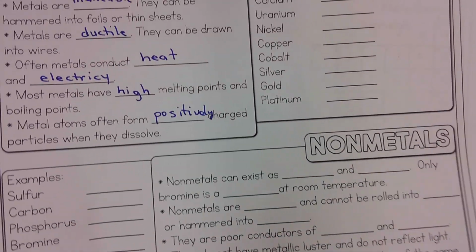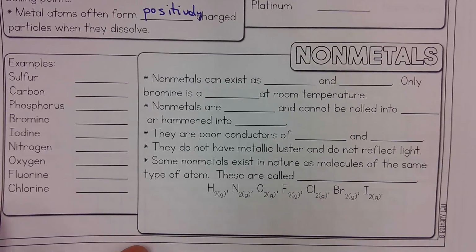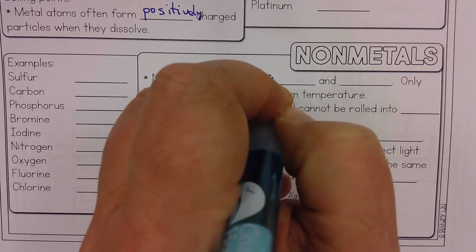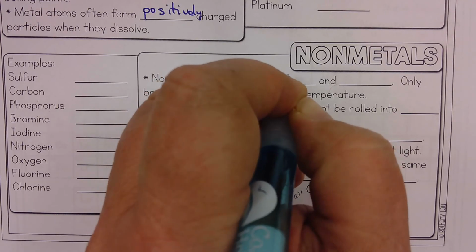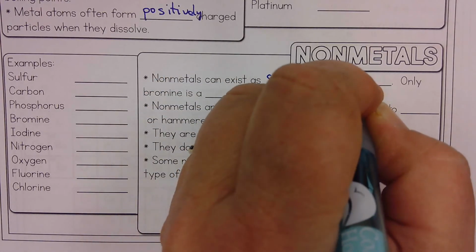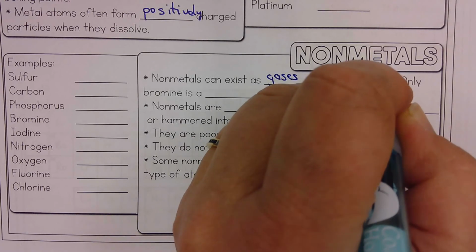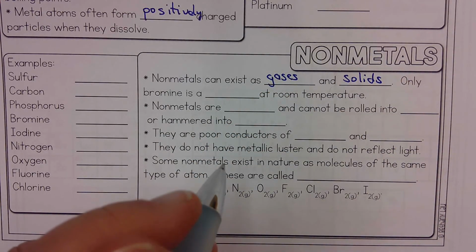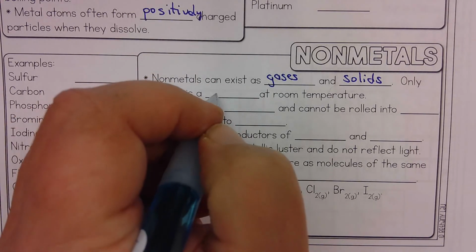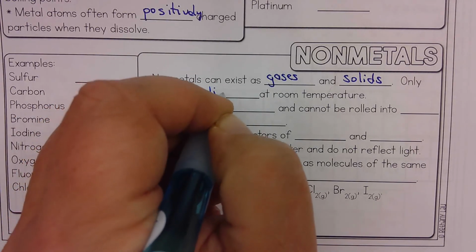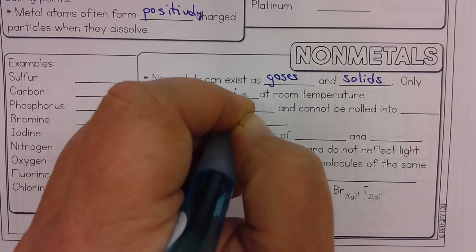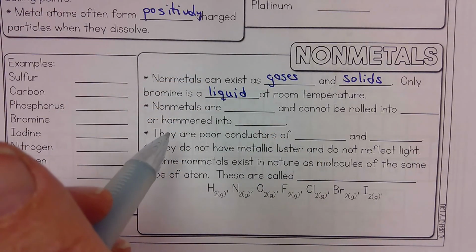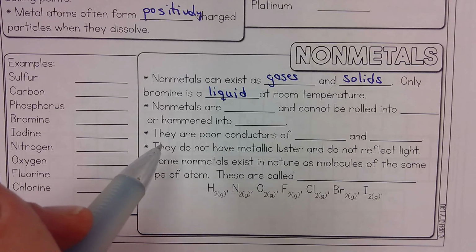The other category, obviously, we got metals, we got nonmetals. Nonmetals can exist as both gases or solids. Like oxygen is a gas, helium is a gas. And in the nonmetal category, bromine is the only one that is a liquid at room temperature. So we got mercury up there in the metals, and bromine in the nonmetals are the only liquids.